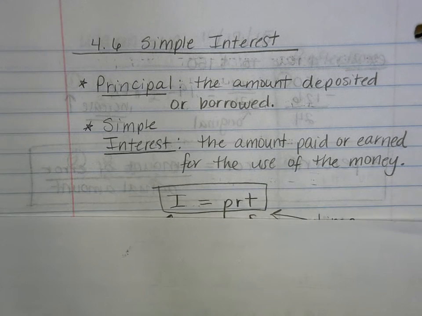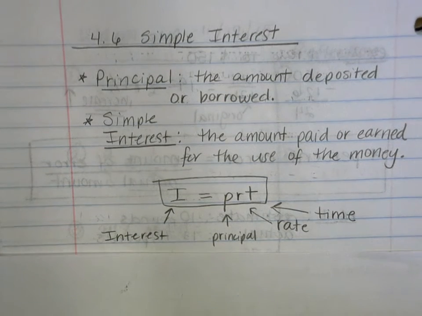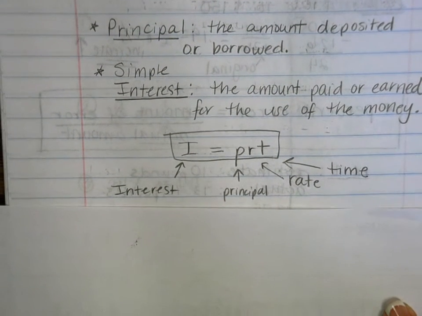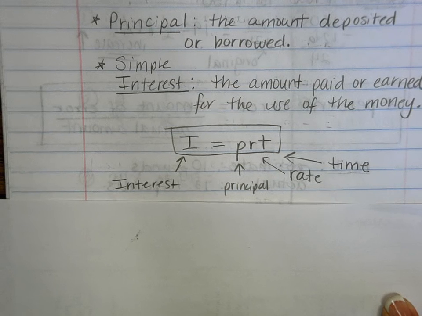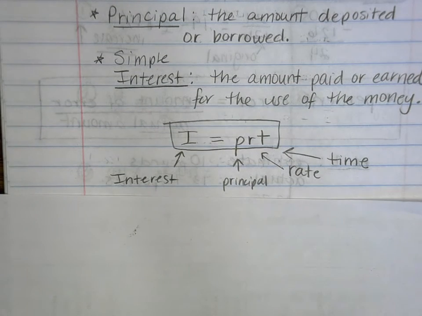Okay? The formula looks kind of weird, so I'll break it down for you. It's just a bunch of letters. It's I for interest equals P for principal times R for rate. That would be the percentage, and T is time. So the interest will be equal to the principal times the rate times the time.